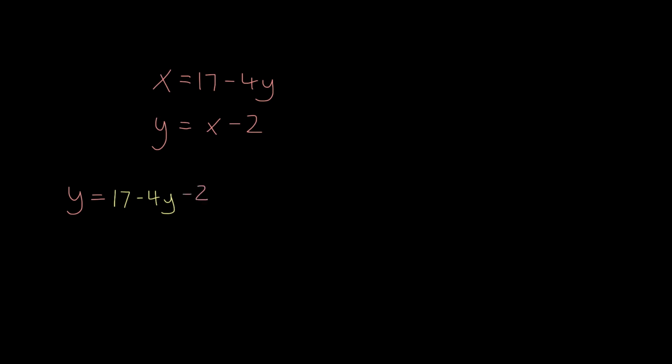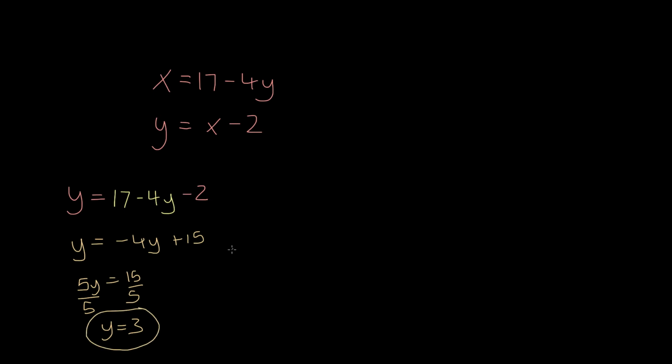Now solving for this is going to give us y is equal to minus 4y plus 15, and if you add 4y to the other side, you're going to get 5y is equal to 15, and then divide both sides by 5, and you'll get y is equal to 3. And so that's going to be our y value in the coordinate point.